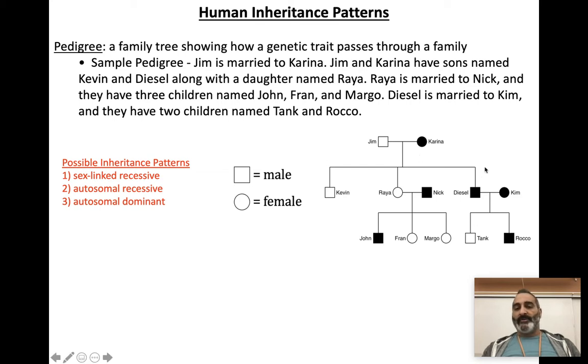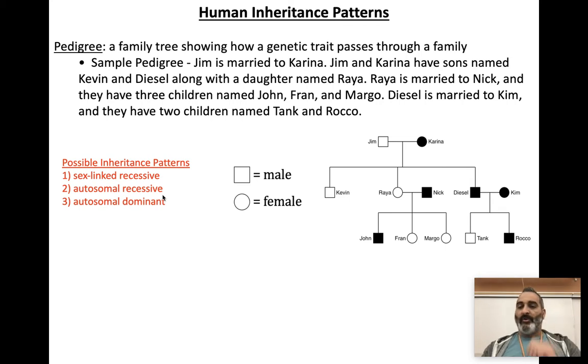Now, when you look at these pedigrees, your goal is to figure out, first off, what's called the inheritance pattern. How is it passed down from Karina here to Diesel? Karina has it. Diesel has it. Jim doesn't have it, but why did Diesel get it? So the whole idea is to figure out how it was passed down. That's the inheritance pattern. And once you know the inheritance pattern, then you have to label the genotypes of the squares and the circles, the people.